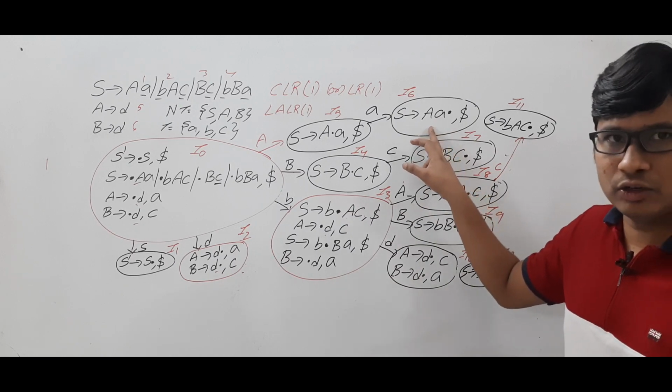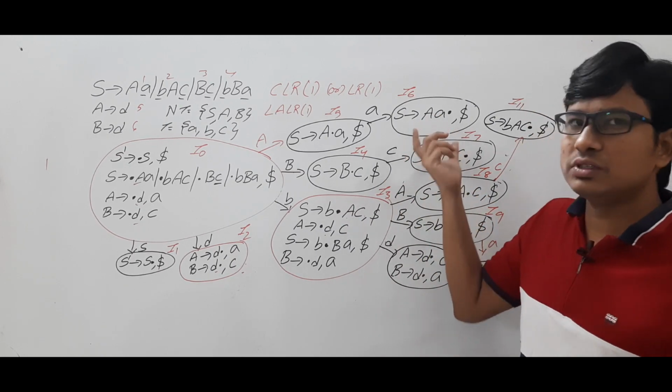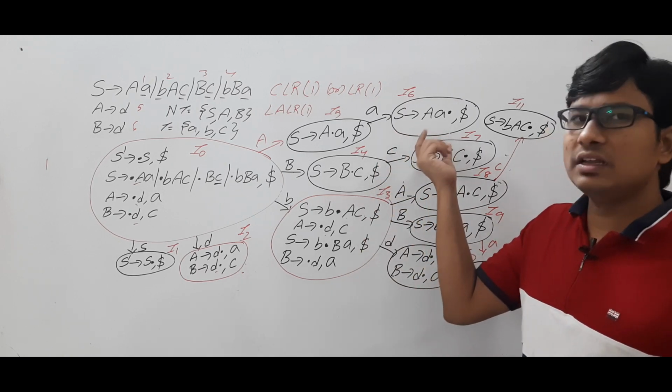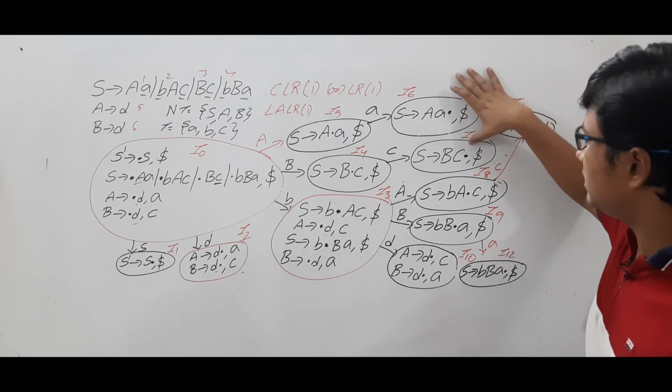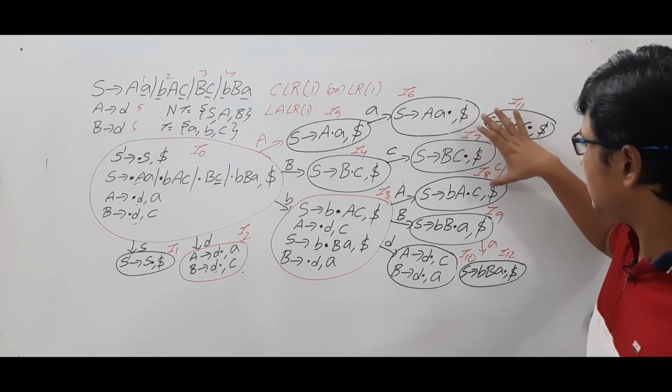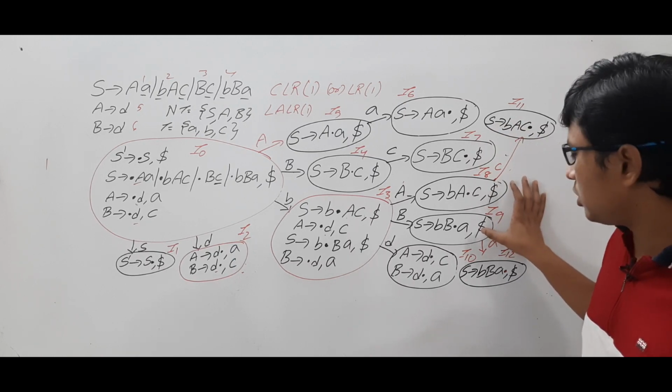And here there is a reduced move, but there is no shift move. Is it clear? So if there is no shift move and there is no other reduced move, then SR conflict and RR conflict are not possible. The same rule applies here. There is no reduced move, so not possible. There is no reduced move, not possible.